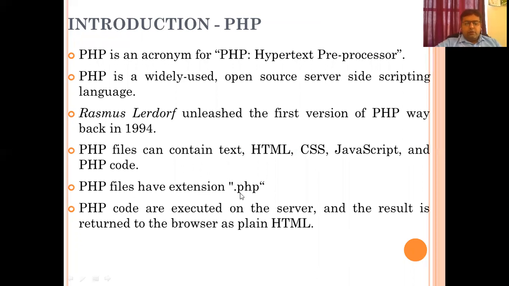Now, PHP files have the extension .php. Whenever you create a PHP file, the extension is .php, while in the case of JavaScript, it is .js, and similarly .html, .css, like that. PHP code is executed on the server, and the result is returned to the browser in HTML form. So this is the important point.